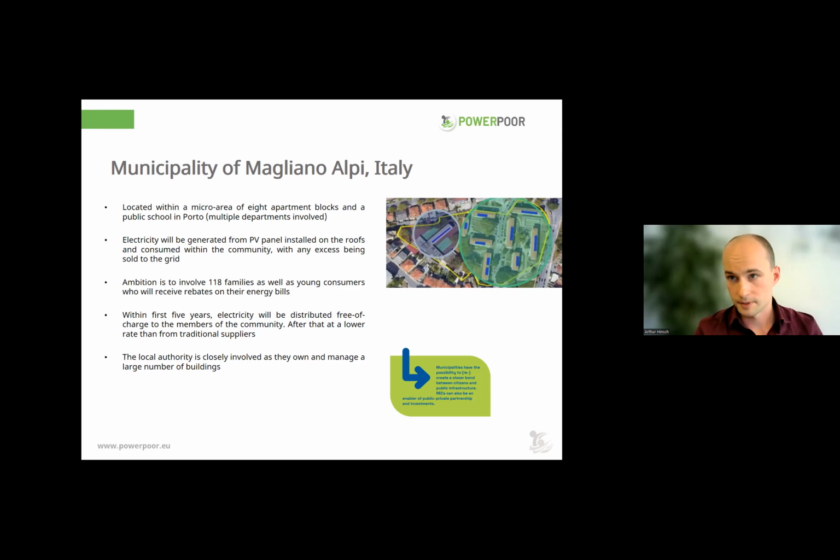This particular project is financed, I believe, within the framework of a European project. So within the first 5 years, they have some money to provide electricity more or less free of charge to the members of the community. But after that, the ambition is that they do that at a lower rate than traditional suppliers.